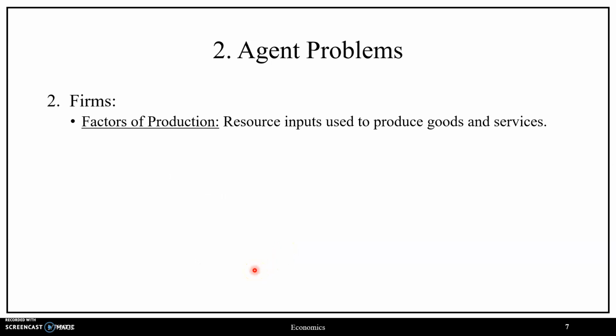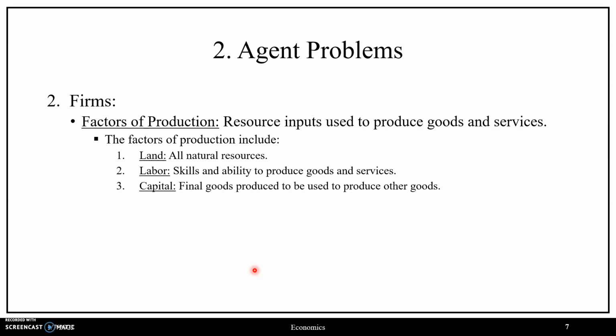Now briefly, defining the factors of production can be done as resource inputs used to produce goods and services, where the factors of production will include land, labor, capital, and entrepreneurship.